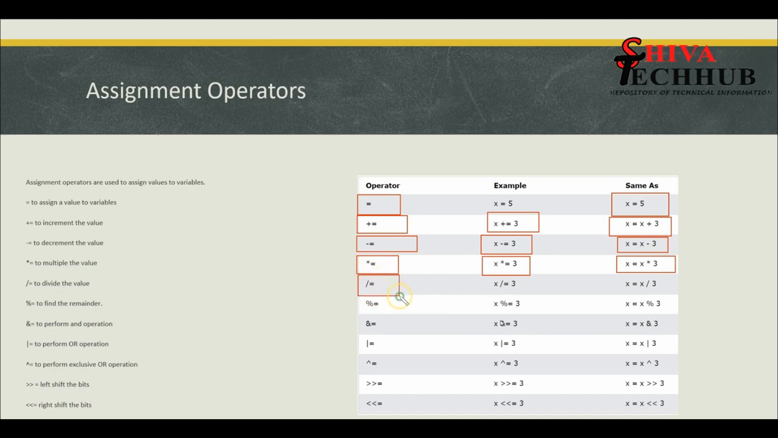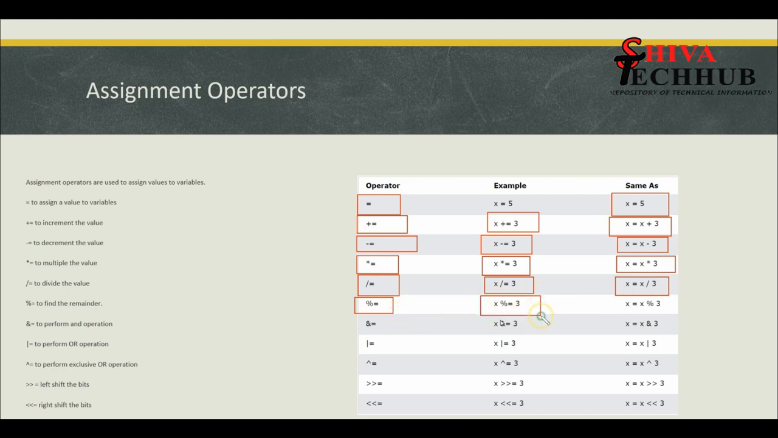Then the next type of operator is the divide equal to operator, which is x /= 3. It means x = x / 3. For example, let us consider the same example. 5 divided by 3, you will be getting 1, right? 3 into 1 is 3 and the remainder is 2, right? Whenever you divide 5 with 3. Now let us consider the modulus equal to, or you can call it percentage equal to.